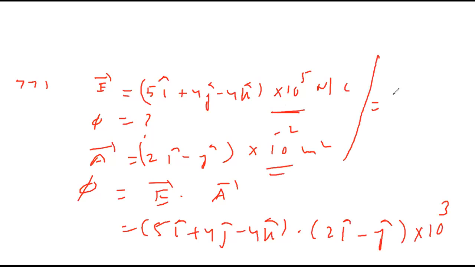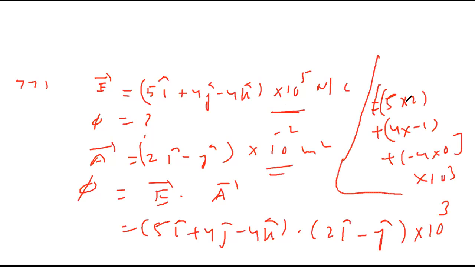Yes, sir. Now in our dot product, the i coefficients are multiplied. So 5 into 2 plus 4 into minus 1 plus minus 4 into 0, into 10 raised to 3. 5 into 2 is 10. 10 minus 4 is 6. So this will be 6 into 10 raised to 3. What is the answer? 6 into 10 raised to 3. Option D, I think. D.